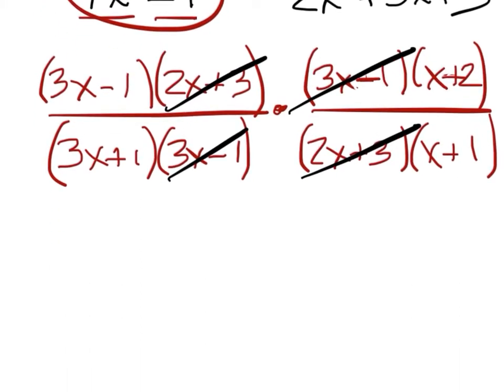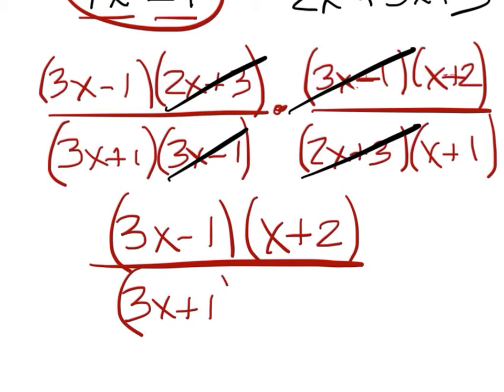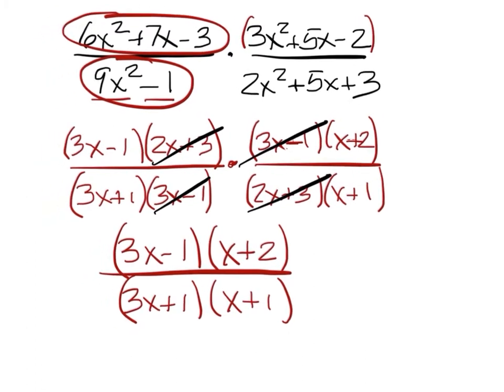So we end up with 3x minus 1 and x plus 2 on the top, and then on the bottom, 3x plus 1 and x plus 1. But we have to figure out what this cannot be equal to. And since this is a multiplication problem, we only have to look at here and here. And here they are factored out.